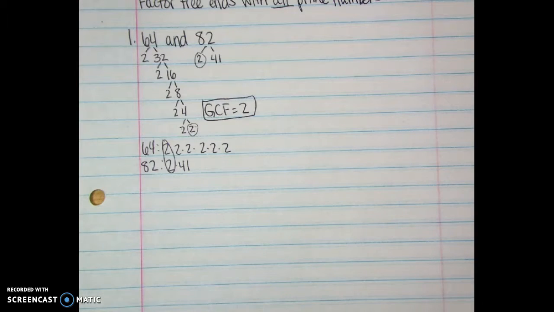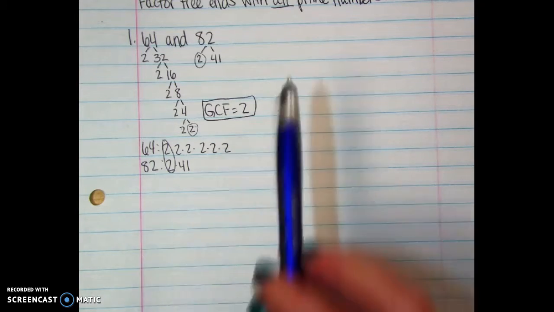Okay, you do not multiply them on that. Some of you did that on your quiz the other day. You multiplied them, and you got 4 for the GCF. 4 does not go into 82.